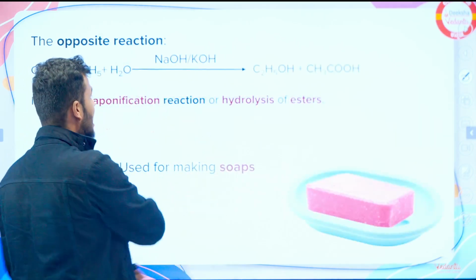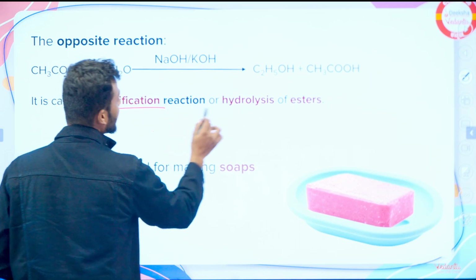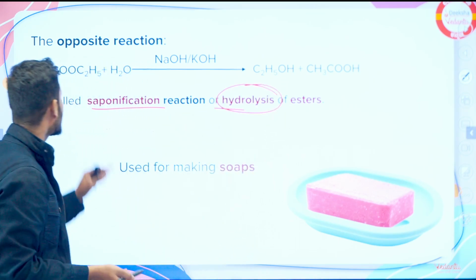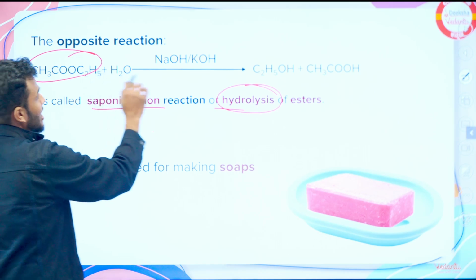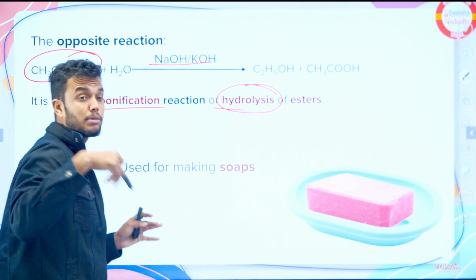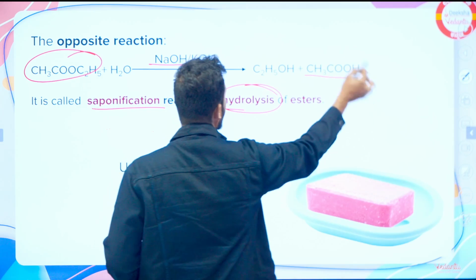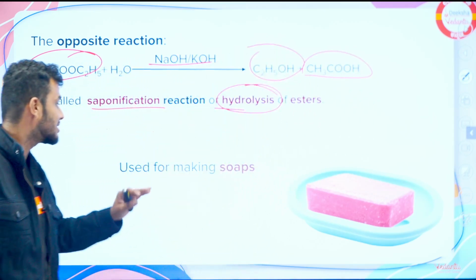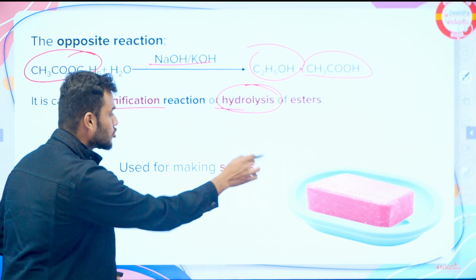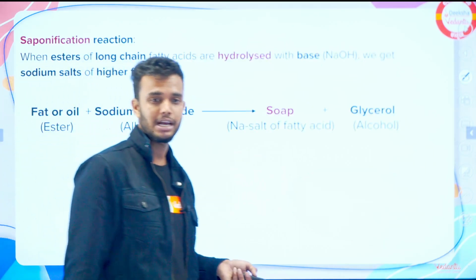If we reverse this reaction now, it is called saponification reaction or hydrolysis of ester. Whenever we treat ester with NaOH or KOH, which is nothing but a strong base, it yields glycerol, alcohol and carboxylic acid. This reaction is used in making soap. This reaction is called a saponification reaction.